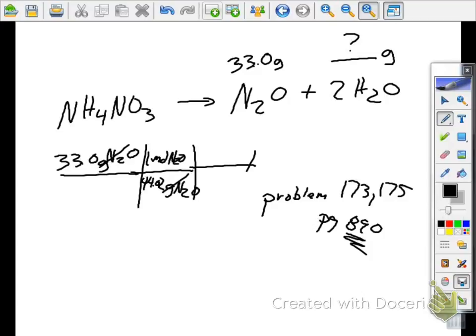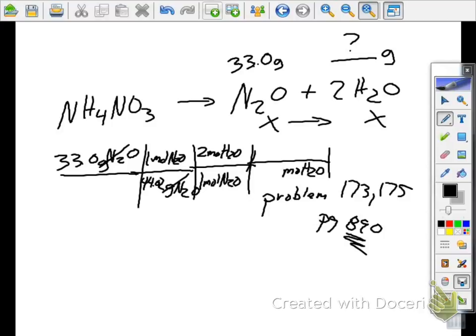Then we do our mole ratio, so we're right here. And the next step is to go to moles of H2O. So for every 1 mole of N2O, you have 2 moles of water. So down here we put moles of H2O. Remember, we don't want to use 2 again, we just do it in the ratio. So for every 1 mole of water, you have 18.02 grams of H2O. Okay? And I think the answer is 27 grams of H2O.